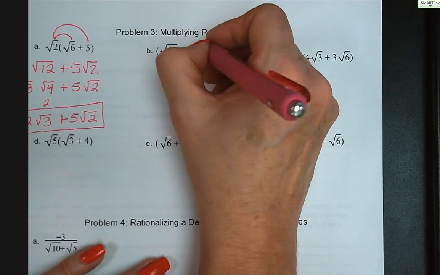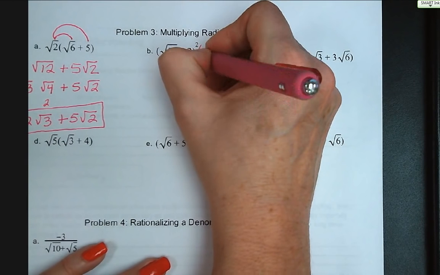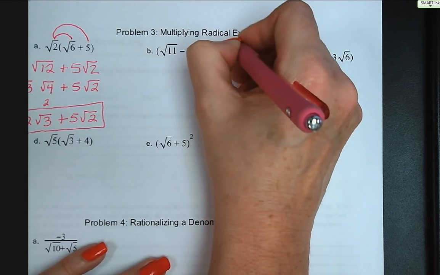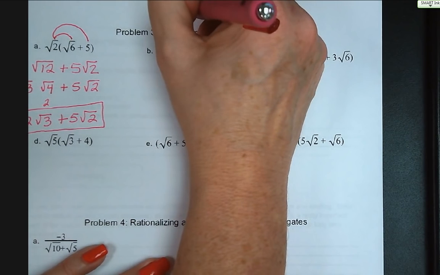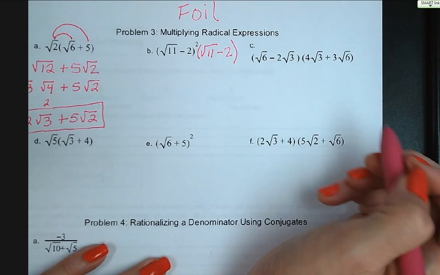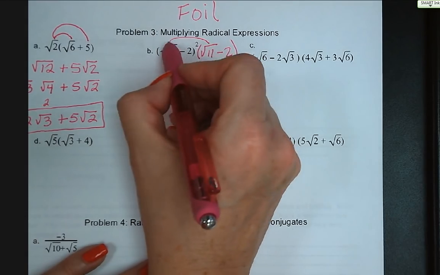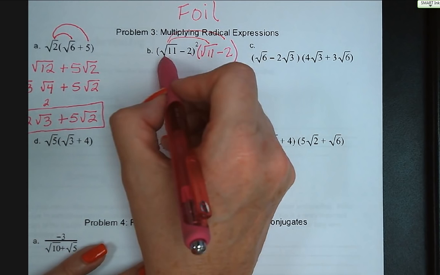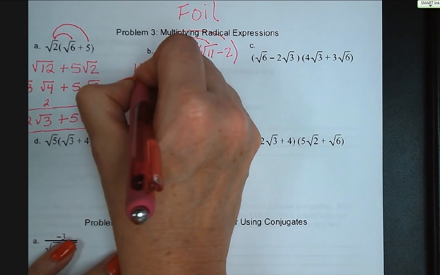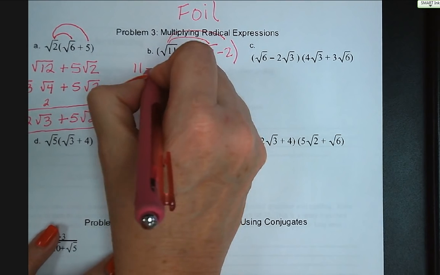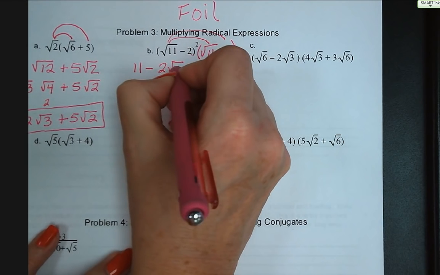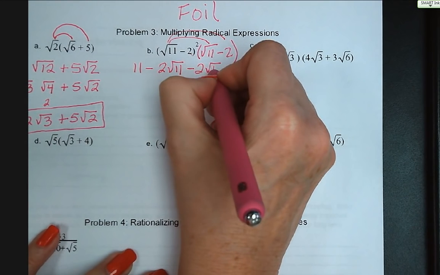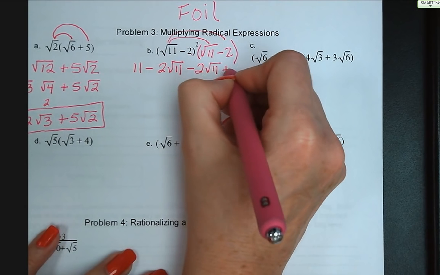Letter B, we're doing FOIL with radicals. Yay! So it's, just remember, square root of 11 minus 2, the quantity squared. That whole means we're foiling. So if it helps you to draw in your extra term, go ahead. So we've got the square root of 11 times square root of 11, which is just 11. Square root of 11 times negative 2, which is minus 2 root 11. Negative 2 times square root of 11 is minus 2 root 11. And negative 2 times negative 2 is positive 4.